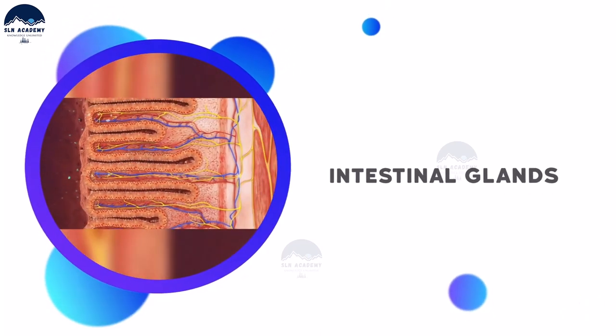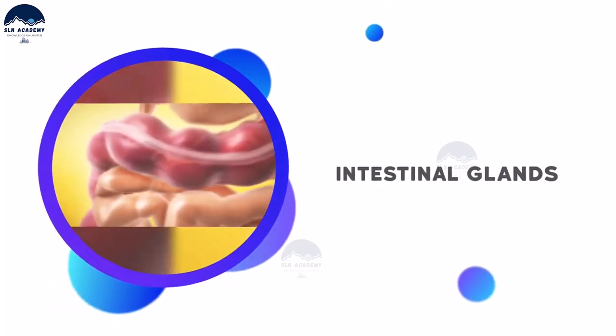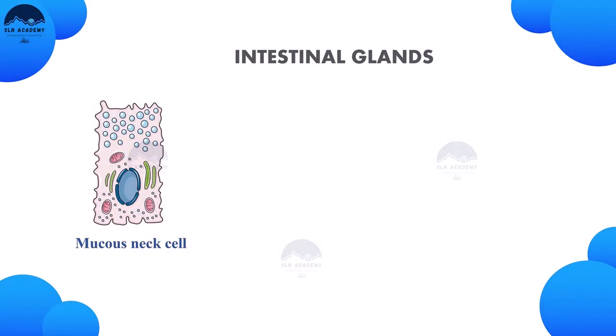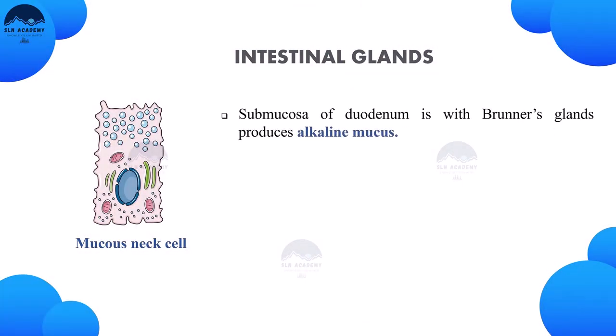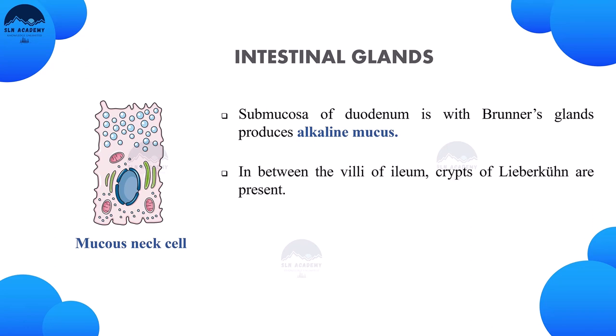Intestinal glands. Submucosa of duodenum is with Brunner's glands, which produce alkaline mucus. In between the villi of ileum, crypts of Lieberkuhn are present. Succus entericus is secreted by crypts of Lieberkuhn.